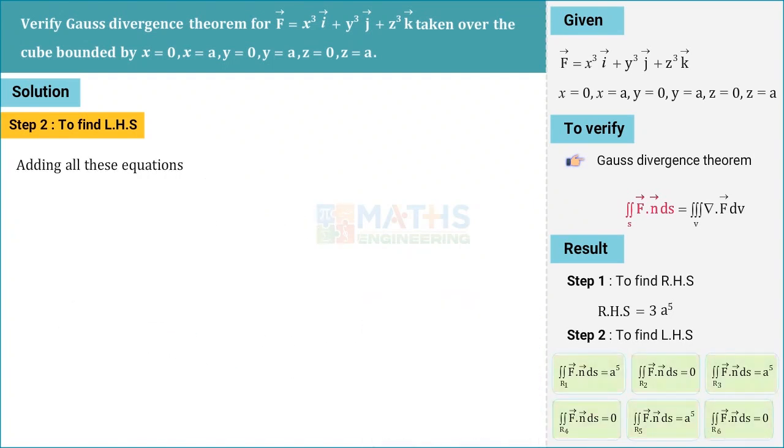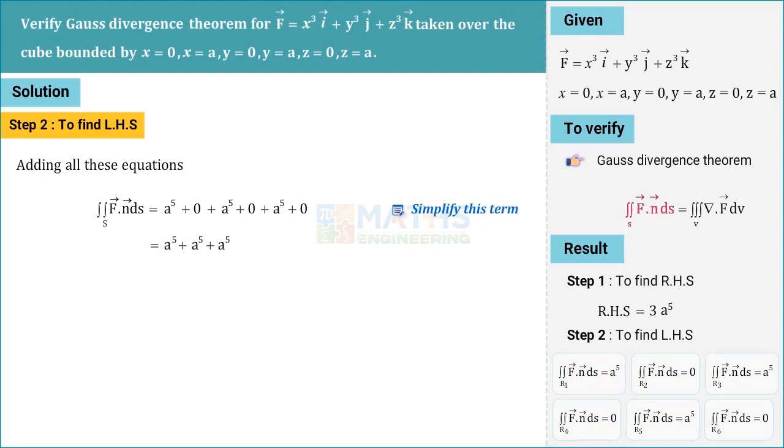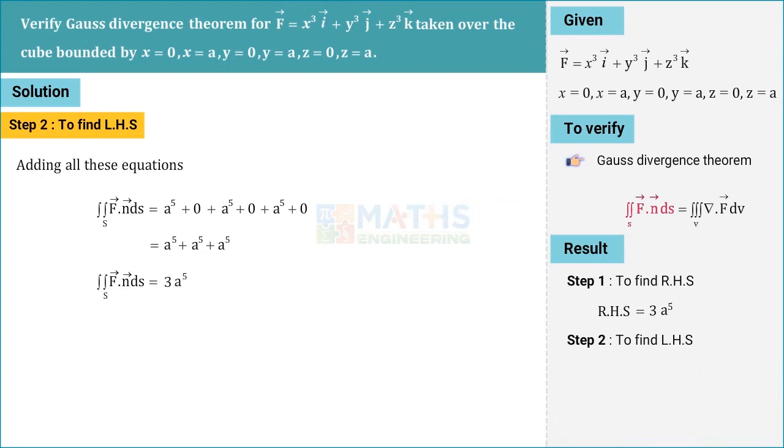So we start from the left hand side of the definition. That is equal to the sum of all these 6 values. When adding, we get 3a power 5. So the left hand side value is 3a power 5. As the left hand side value is equal to the right hand side, the Gauss divergence theorem is verified.